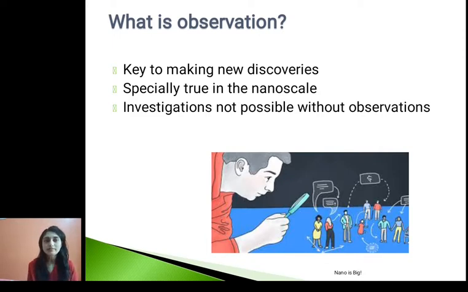So the first thing which comes to our mind is: what is observation? Observation is the key to making new discoveries. If you have to discover something new, you have to observe. And this is specifically true in the nanoscale. These investigations are not possible without observations.